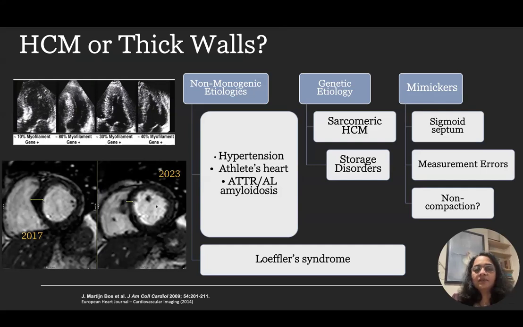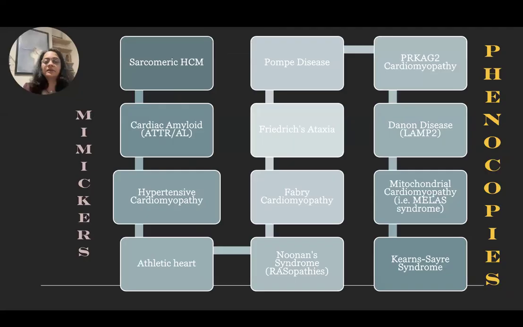Other conditions that can result in thick walls are shown in the chart here. It is important to note that measurement errors can result in erroneous diagnosis of HCM. In this example shown here, a patient was labeled in 2017 as HCM based on increased septal wall thickness. This patient had a repeat MRI 6 years later, which did not show the thickened septum. However, if you carefully look, we can see that the adjacent RV trabeculation was included in the measurement of the septal wall that resulted in the erroneous diagnosis.